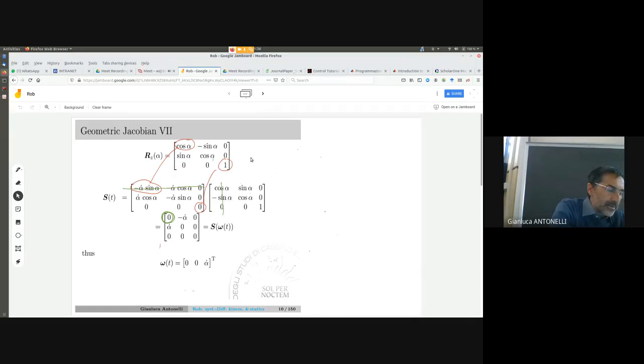So S11 is equal to minus alpha dot sinus alpha cosinus alpha, plus alpha dot cosinus alpha times sinus alpha, plus zero. Equal zero.